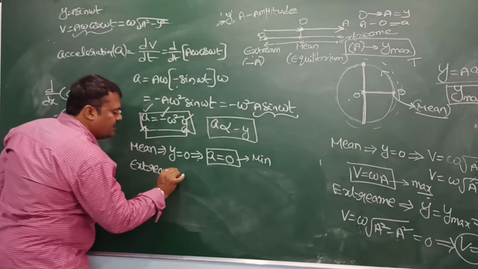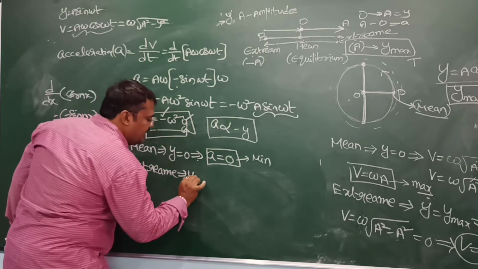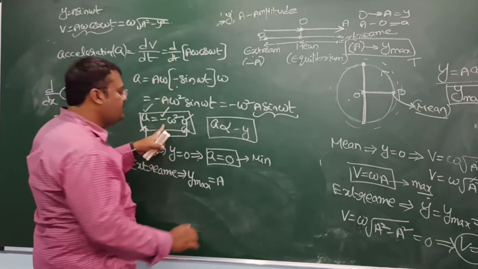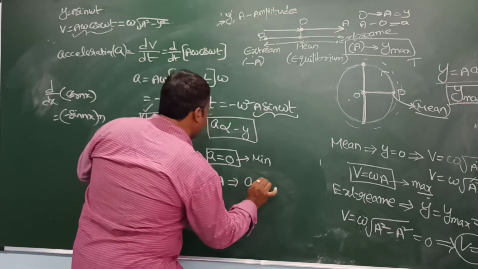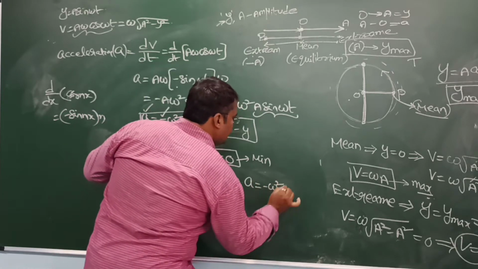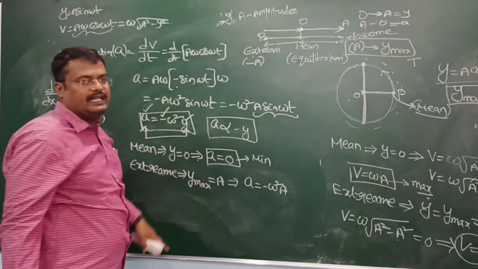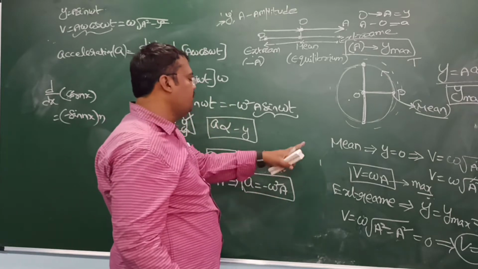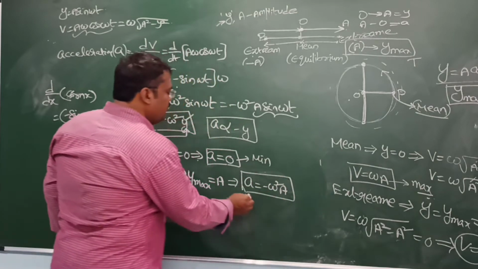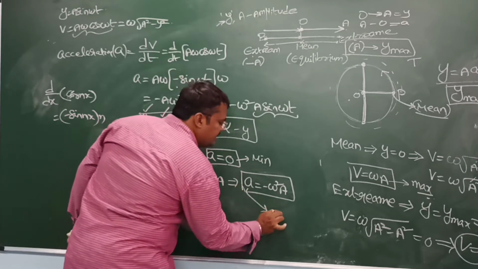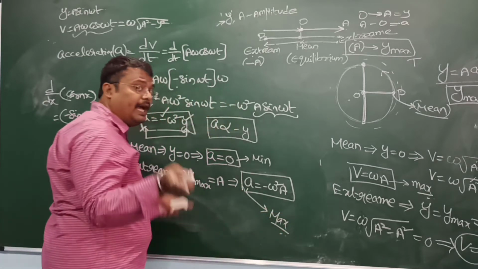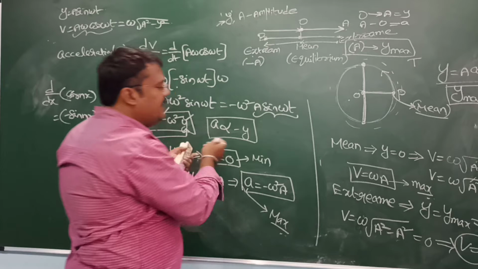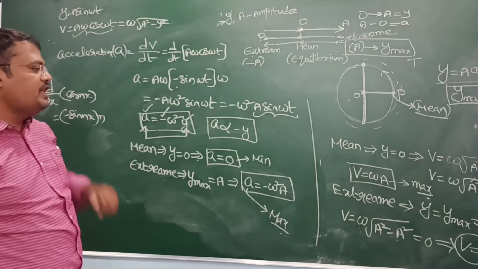What about the extreme position? At the extreme position, the displacement of the particle is the maximum displacement, that is equal to a. Let us substitute in the formula. Acceleration a is equal to minus omega square into a. This is the maximum acceleration experienced by the particle at the extreme position. In this velocity and acceleration, in both cases, let us observe.